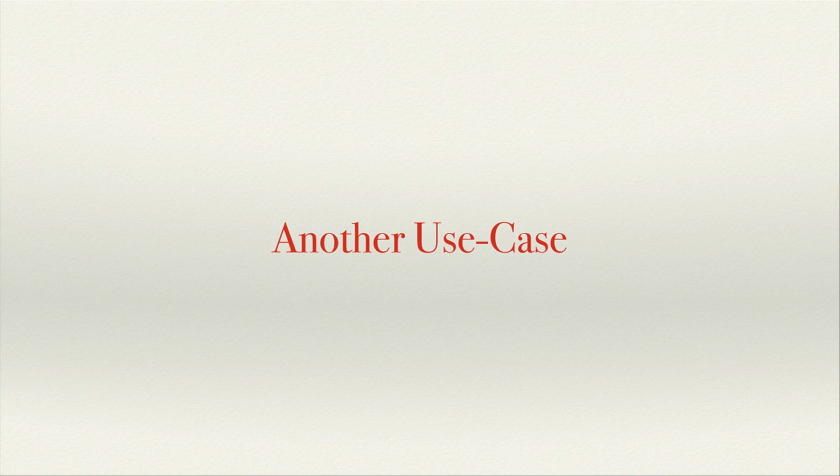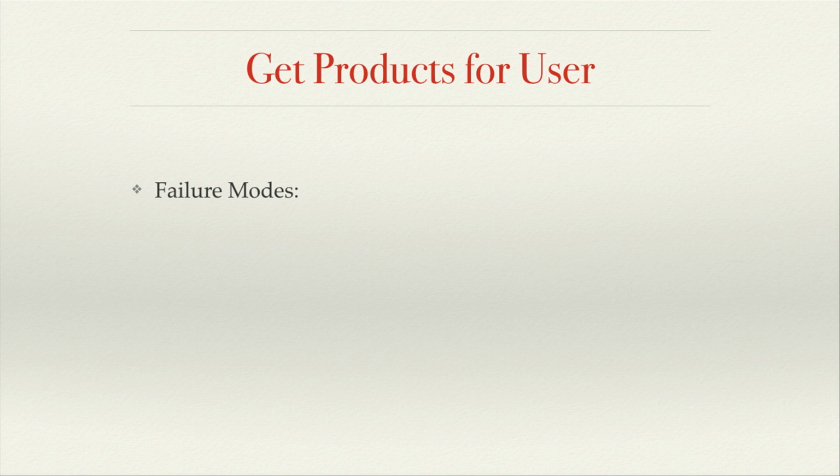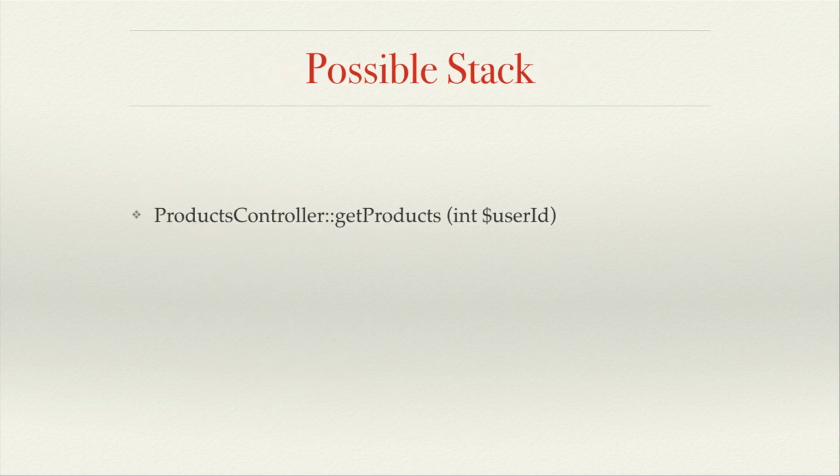So let's look at another use case, which is more realistic if you deal with web applications. Let's say we're building a web service, an API endpoint that says get products for user. There are two possible failure modes. One, the user has no products. That's okay. Another one is, well, what happens if I passed the wrong user? What happens if the user was not found? That's not normal, right? If I say get products for user and I gave you the wrong user ID, something's wrong there, okay?